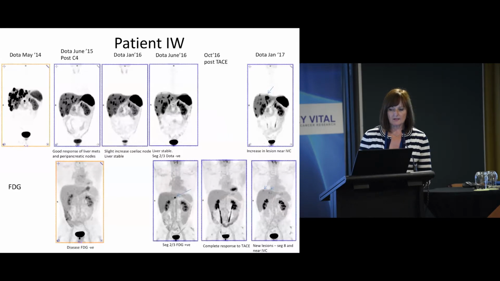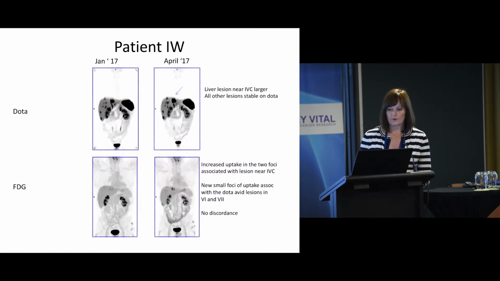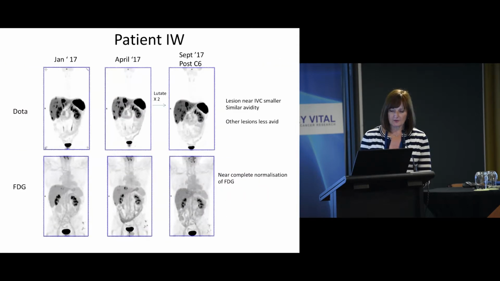Here we are 6 months later and things are on the move again, a dotatate avid lesion, a little bit of FDG avidity emerging. Still getting a bit bigger and the FDG becoming a bit more obvious. There was no discordance. So the patient went on to have some lutate again, with good regression of that dotatate avid disease and resolution of the FDG.